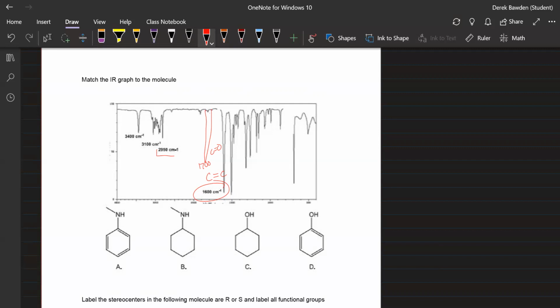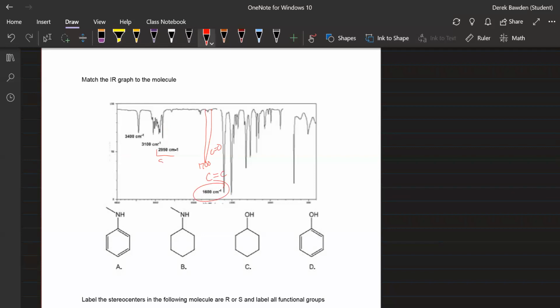Just below. Is it aldehyde? No, that would be if there were like 2 peaks at 28 and 2700. Oh, okay. And they'd probably be stronger than this as well. They'd be something like that. Okay. Closer to the 50 mark.